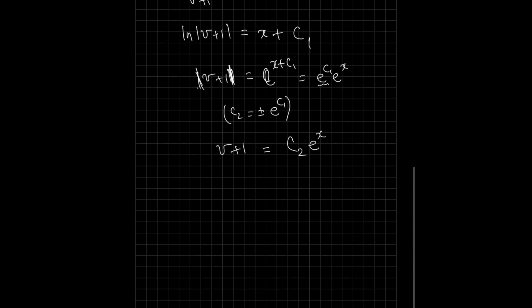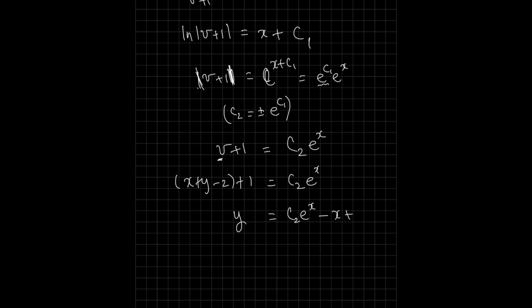And now we just have to replace v here with our original variables: x plus y minus 2 plus 1 equals c2 e to the x. And conveniently, we get y equals c2 e to the x minus x plus 1.